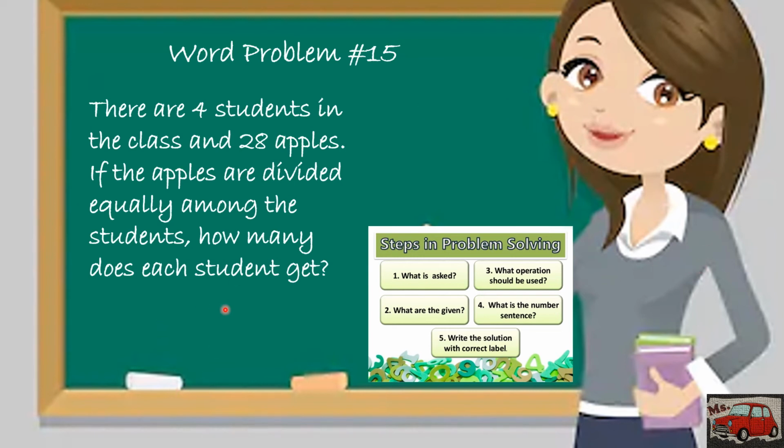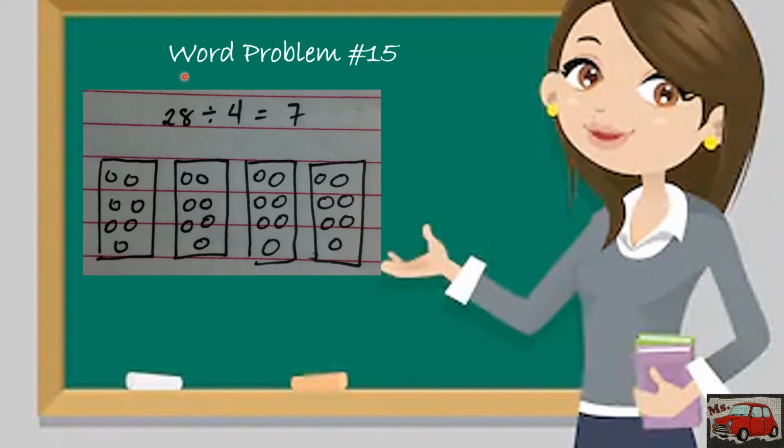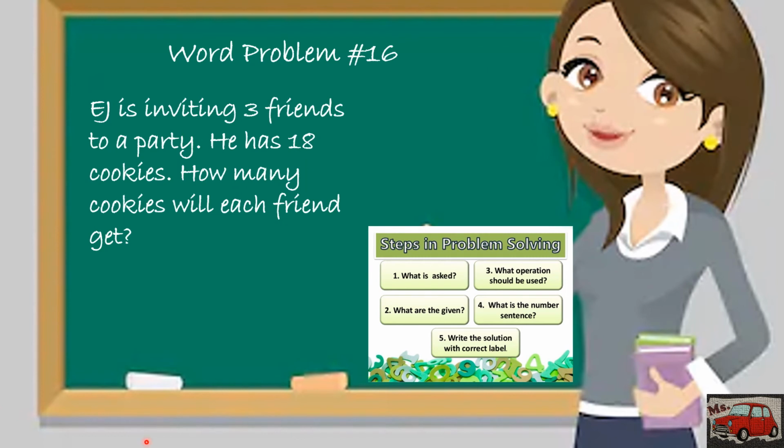What operation should be used? So since ang keyword natin dyan is divided equally, so it's obvious na ang operation is division. What is the number sentence or expression? So since division, that would be 28 divided by 4. Then let's solve. Alright, so we have here 28 na apples and nag-divide natin sa 4 na estudyante. So ibig sabihin, kada estudyante, imagine, ito yung mga estudyante natin na 4, bawat isa ay makakakuha ng 7 na apples. Okay?